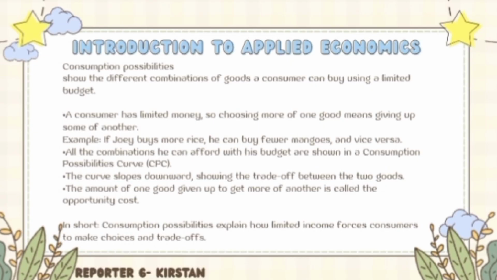The amount of one good given up to get more of another is called the opportunity cost. So opportunity cost means what you sacrifice or give up when you choose one thing over another. So in short, consumption possibilities explain how limited income forces consumers to make choices and trade-offs.